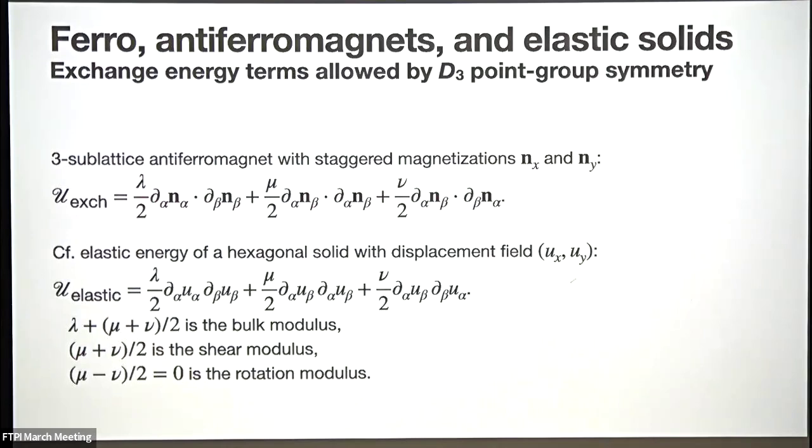This, in fact, is reminiscent of other field theories that we know and love, such as the elastic energy of a hexagonal solid, which can be written in terms of the displacement fields, or more precisely, their gradients. If you want to make an analogy with these, then here are the bulk modulus, the shear modulus, and what's called the rotation modulus, which for solids has to vanish because it doesn't cost anything to rotate a solid. That's why for a solid, we only have two elastic moduli for this symmetry. But here we have three.